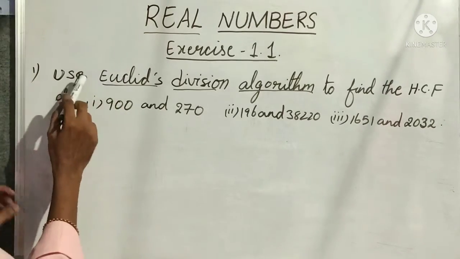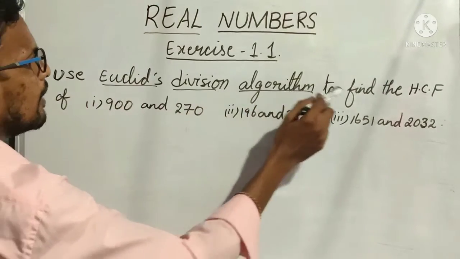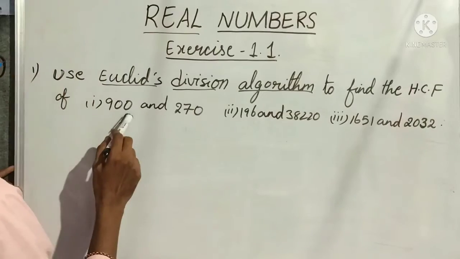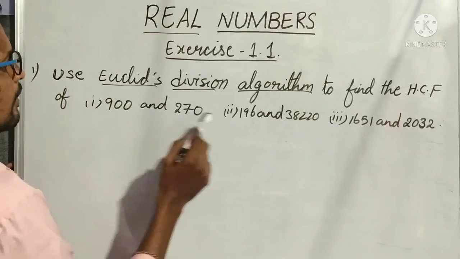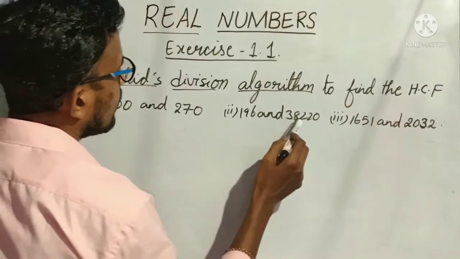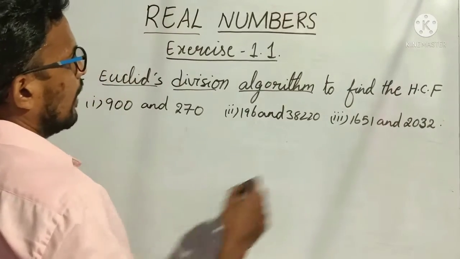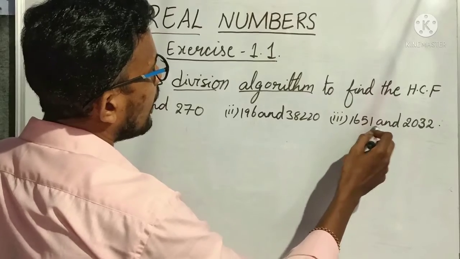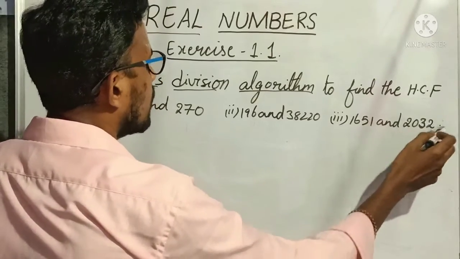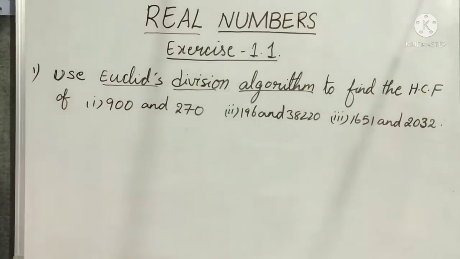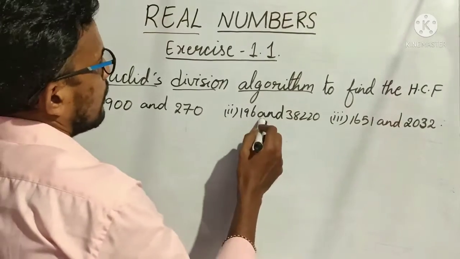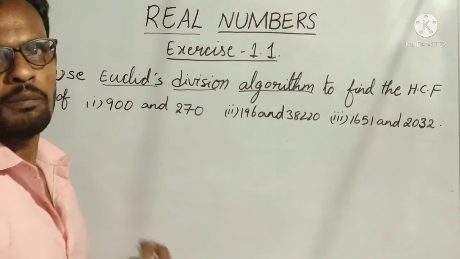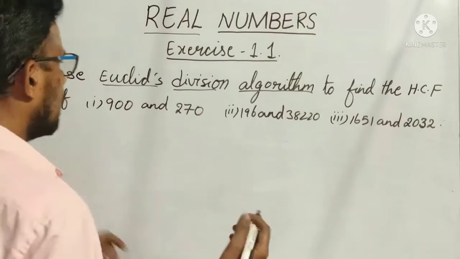Exercise 1.1, first question. Use Euclid's division algorithm to find the HCF of: first, 900 and 270; second, 996 and 38,220; and third, 1651 and 2032. Here three parts are given. I will do the first and third parts, and leave the second part for you to do as practice. So now let us do the first part.